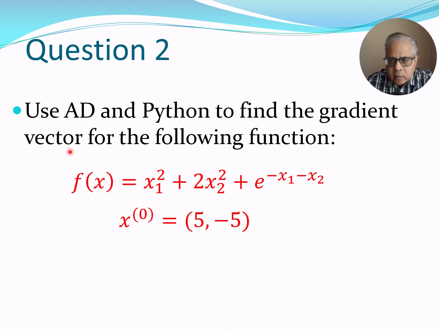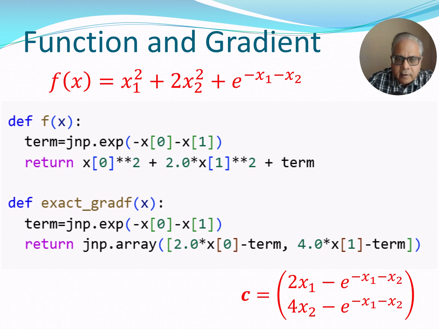So let's now look at a function which is a two variable function. So it's going to require us to use vectors. And now we have to use the method to find the gradient vector for this function at the point 5, minus 5. So let's try to do that. Now once again I define the function f of x, and I define the gradient here by differentiation. So you can clearly see the function is simply x1 squared plus 2 x2 squared plus e to the power minus x1 minus x2, which I have defined here as term.